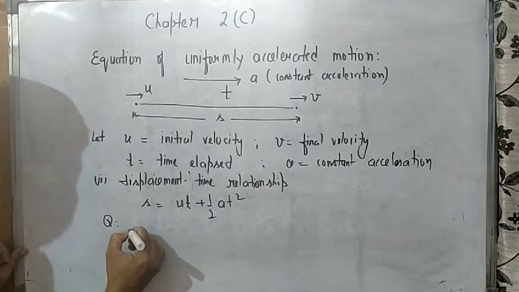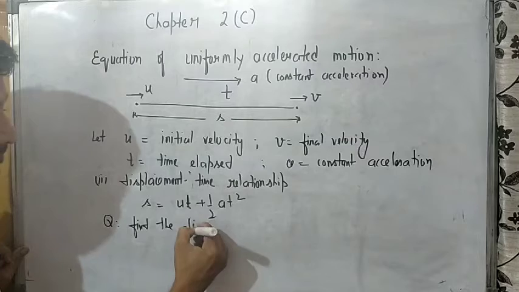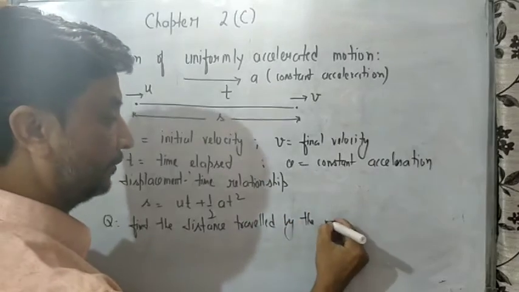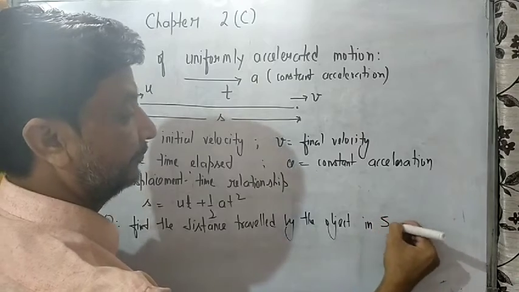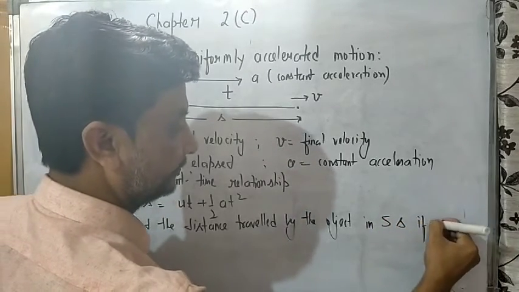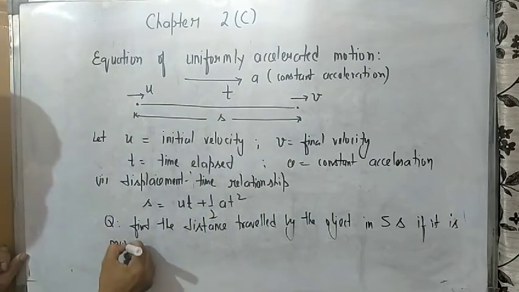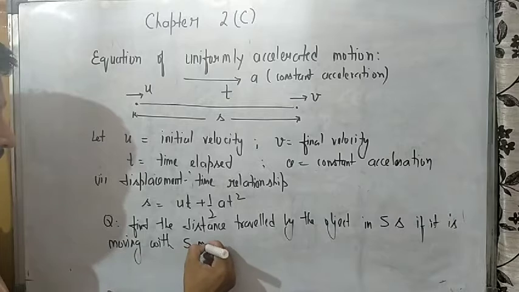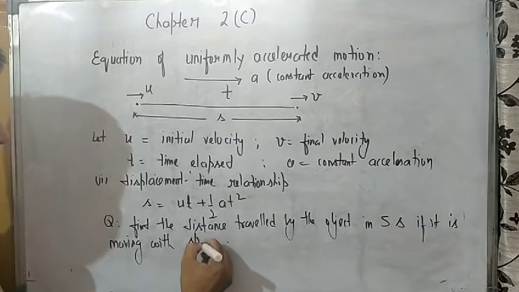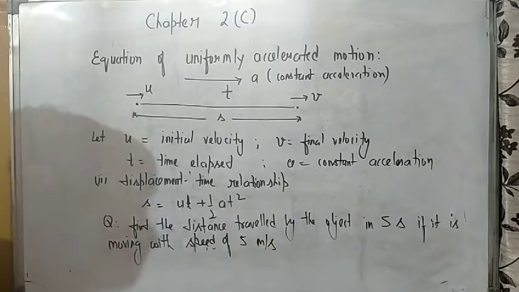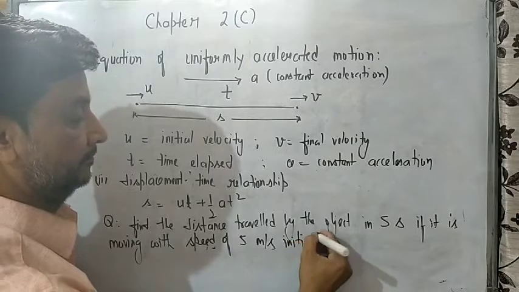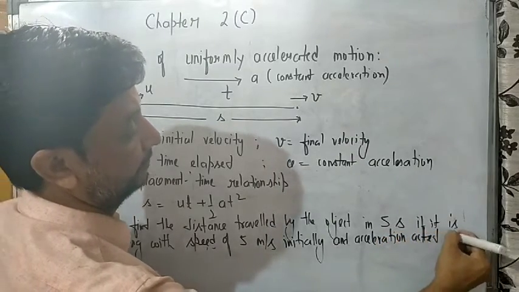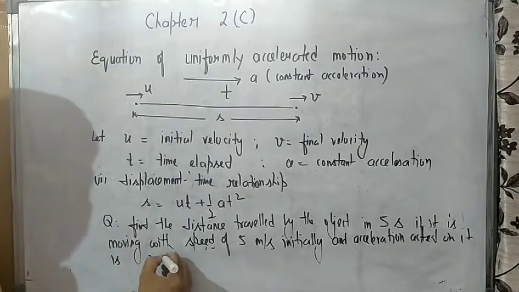Question: find the distance traveled by the object in 5 seconds if it is moving with a speed of 5 meter per second initially, and the acceleration acted on it is 2 meter per second square.